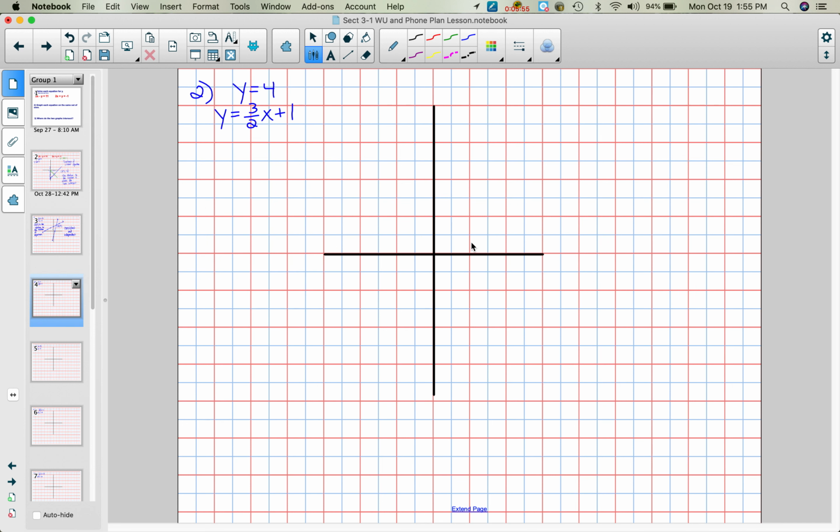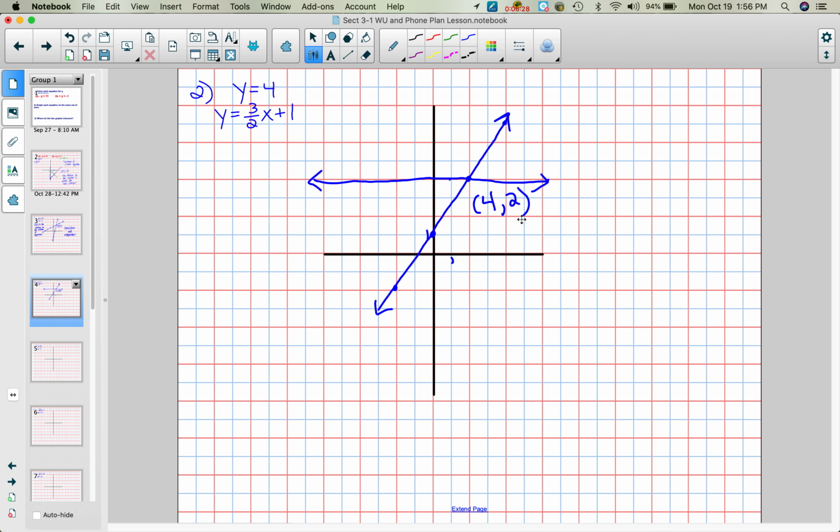For this next one, we have y equals 4. So that's going to be a horizontal line. And then y equals 3/2 x plus 1. So we're going to go up 3 over 1. Oh, I'm sorry, up 3 over 2. Or you can go down 3 and to the left 2. And we can tell again, right here, that they cross at the point 4, 2.